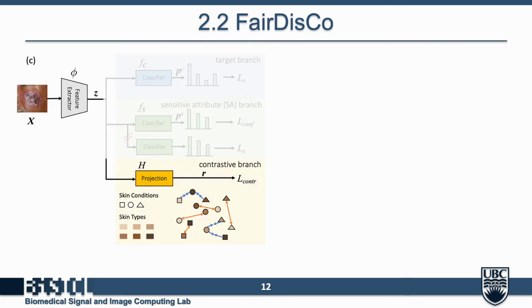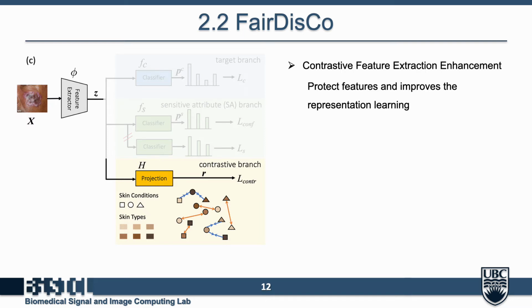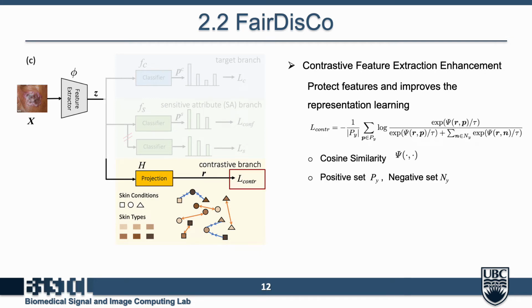Although disentangled representation learning keeps the feature extractor blind to the skin type information, it might hurt the extractor's ability to encode semantic information by discarding important features related to the target task that could indicate skin type. Thus, we add a contrastive loss that promotes intra-class cohesion and inter-class diversity to protect target features and improve the representation learning. We project representations into a low-dimensional latent space, and then calculate a supervised contrastive loss.